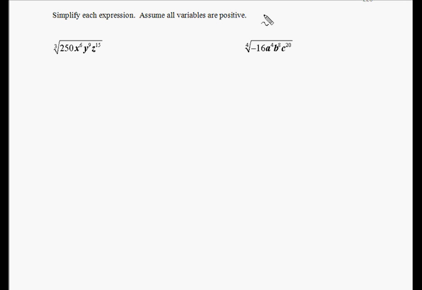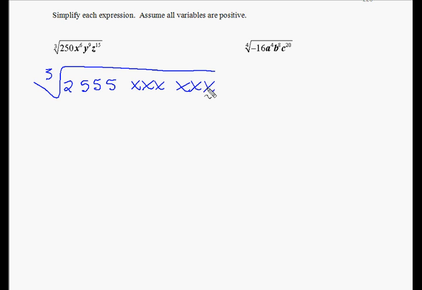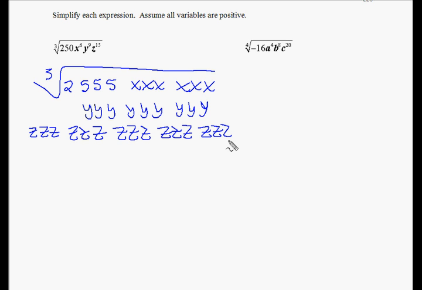Simplify each expression. Assume all variables are positive. So we have the third root of 250, which is 2 times 125, which is 5 times 5 times 5. And then I have 6 x's, 9 y's, and 15 z's.